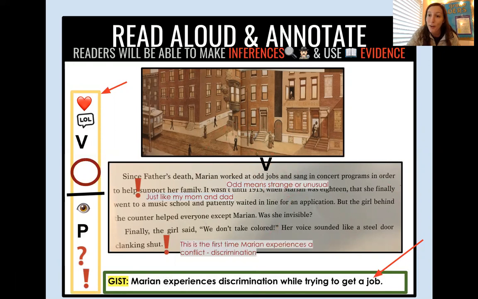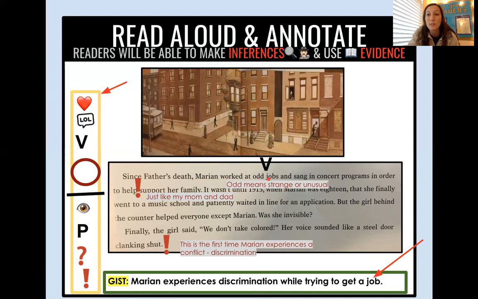Odd is a homograph, and if we remember from second grade, a homograph is a word that is spelled the same but has many different meanings. So while the word odd can be a math word, it can also mean strange or unusual. Now if I plug that meaning into the sentence, Marion worked at strange or unusual jobs, that helps me understand what kind of job she had.